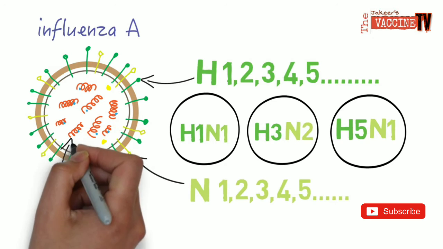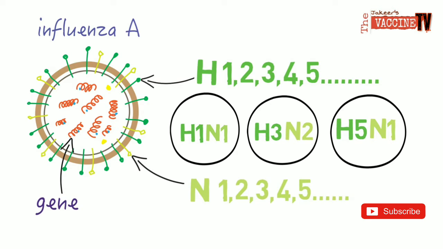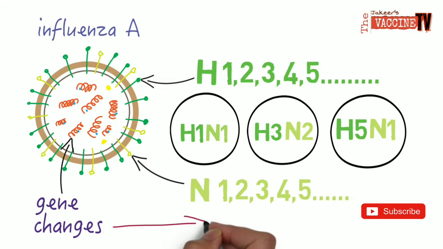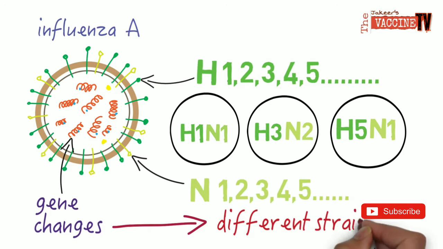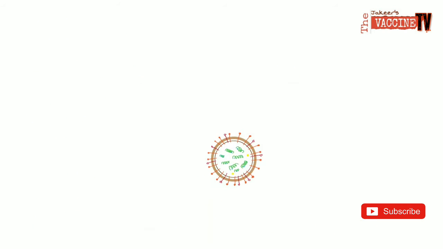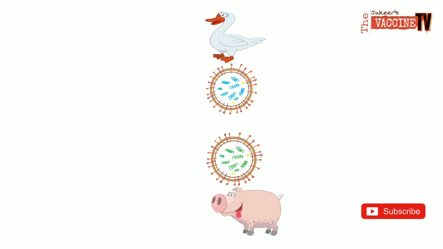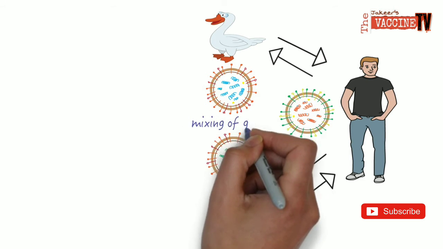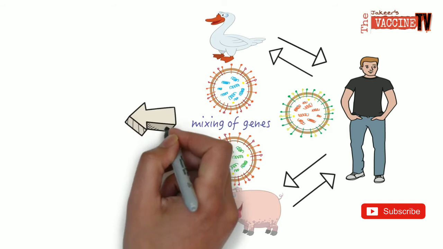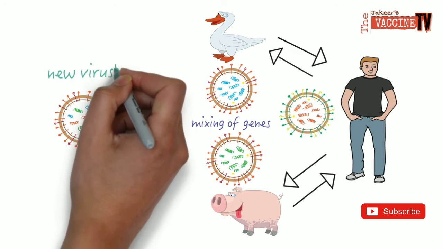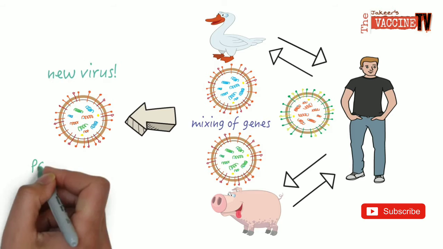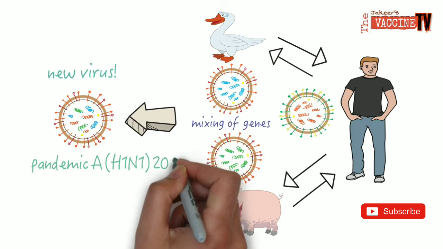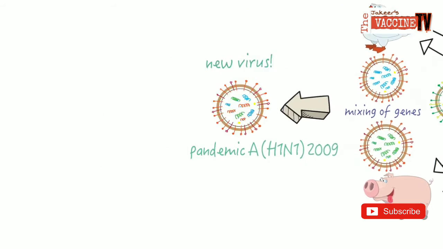Now, the structure of the virus is determined by its gene. The influenza gene has a habit of changing quite a bit when it replicates, resulting in the creation of new strains of the virus. It gets more complicated. The influenza virus can infect other animals, and sometimes humans can infect animals, and animals can infect humans as well. All this can lead to mixing of the virus genes and the creation of all sorts of new virus types with bits of genes from different sources. For example, the 2009 pandemic virus is a mix of pig, bird, and human genes.